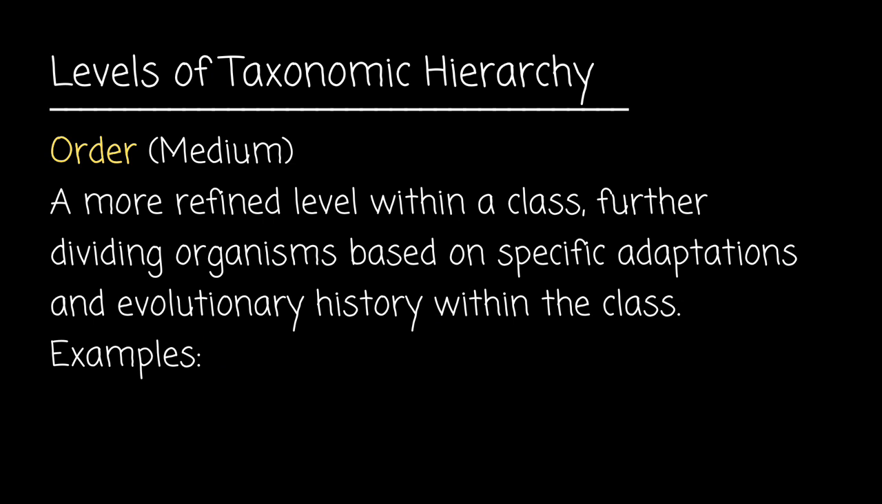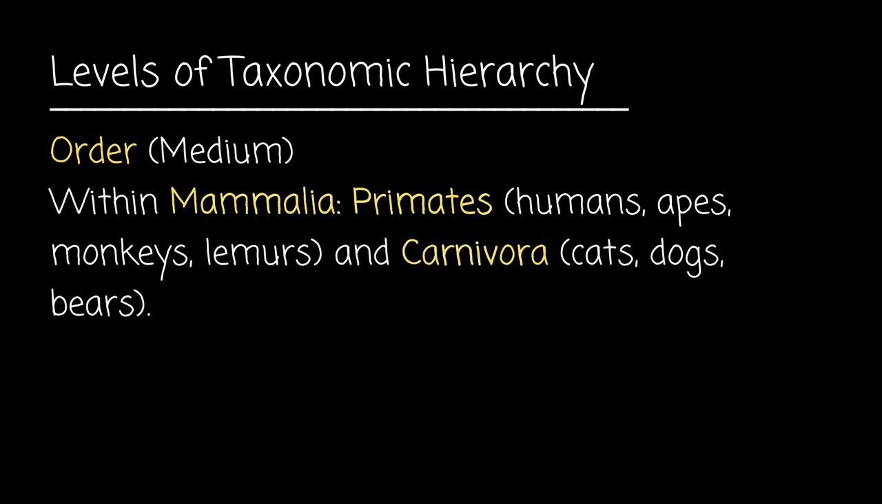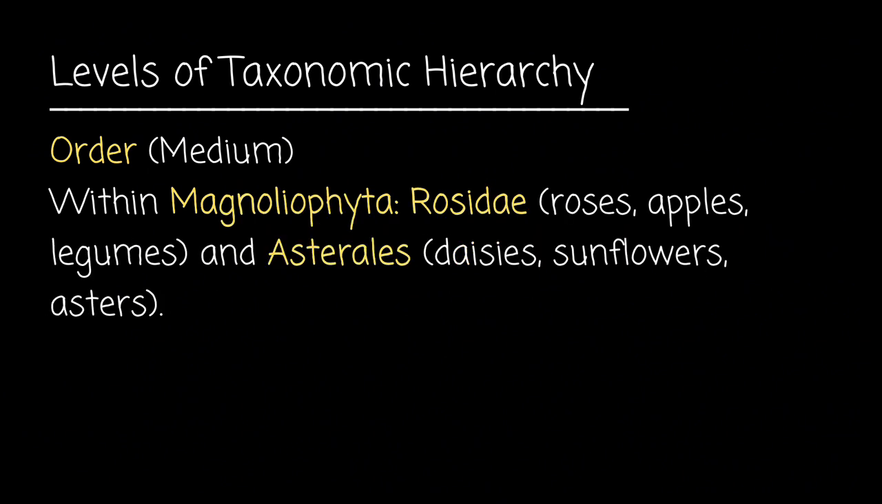Next, we have order, a more refined level within a class, further dividing organisms based on specific adaptations and evolutionary history within the class. Examples: within Mammalia, primates, humans, apes, monkeys, lemurs, and Carnivora, cats, dogs, bears. Within Magnoliophyta, Rosidae, roses, apples, legumes, and Asterales, daisies, sunflowers, asters.